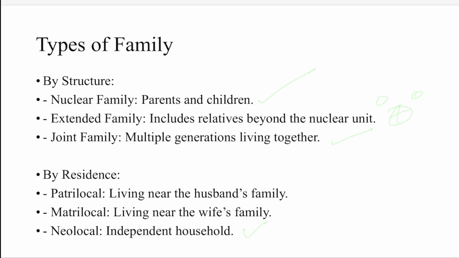Okay. Then by residence, we have patrilocal, matrilocal, and neolocal. In patrilocal, living near the husband's family; matrilocal, living near the wife's family; and neolocal, an independent household, which is the modern form of residential type of family. This is mostly because of occupational migration, the push and pull factors, which are responsible.